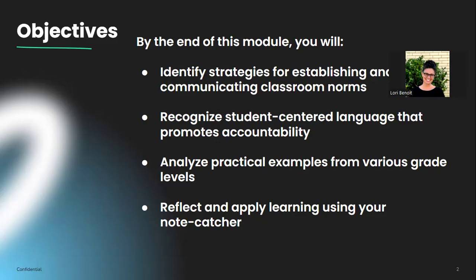By the end of this module, you're going to identify strategies for establishing and communicating classroom norms, recognize student-centered language that promotes accountability, analyze practical examples from various grade levels, and then reflect and apply learning using your note catcher, as we mentioned before.